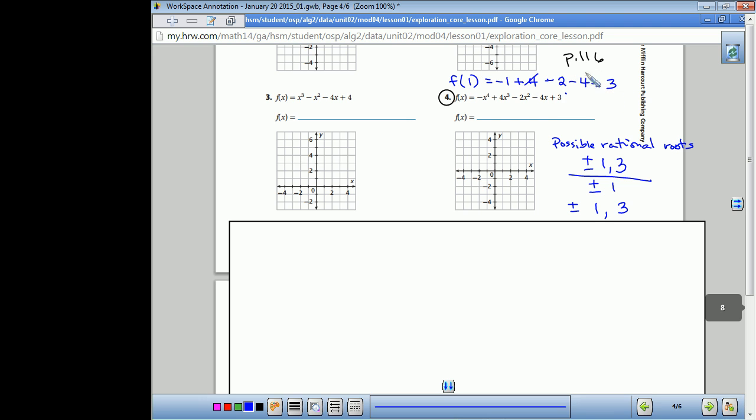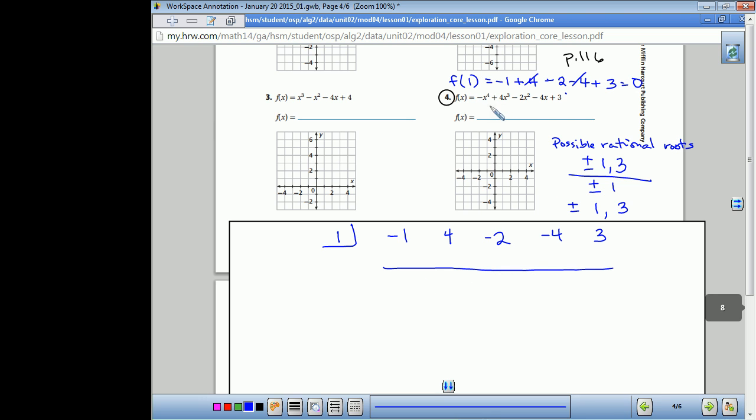Okay, so this cancels with this. Negative 3 plus 3 is 0. Now I can start my division. My first rational root is 1 because it worked. Alright, I'm going to do negative 1, 4, negative 2, negative 4, 3.